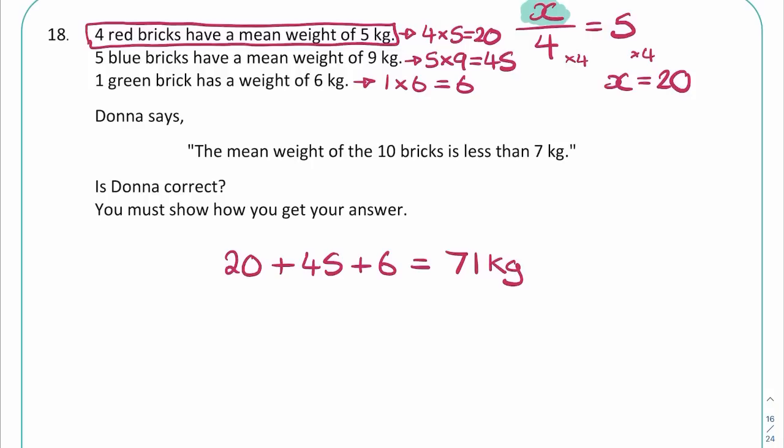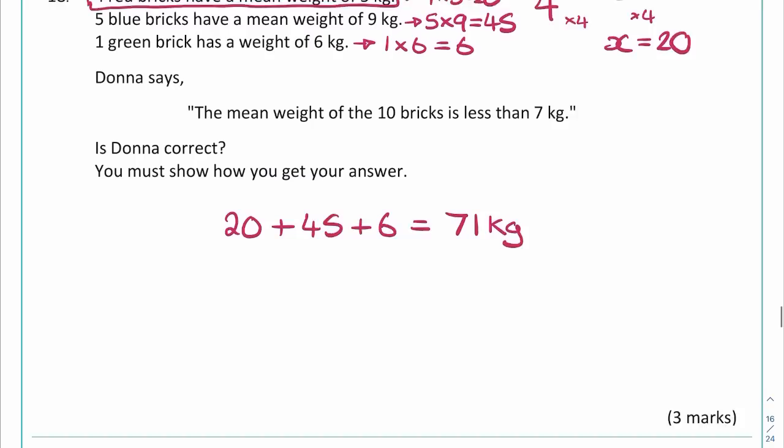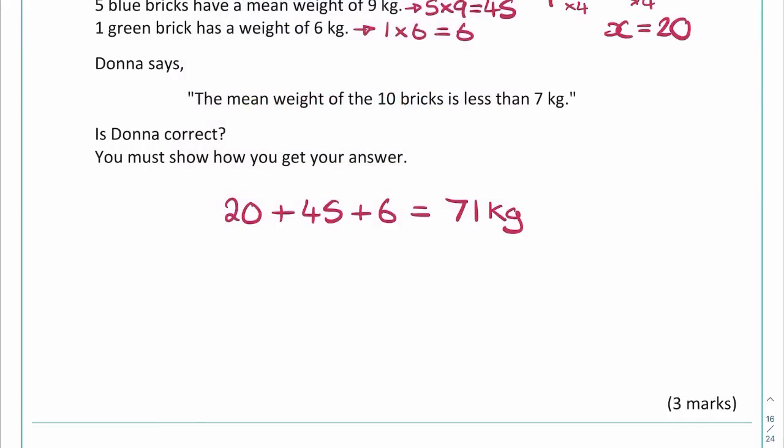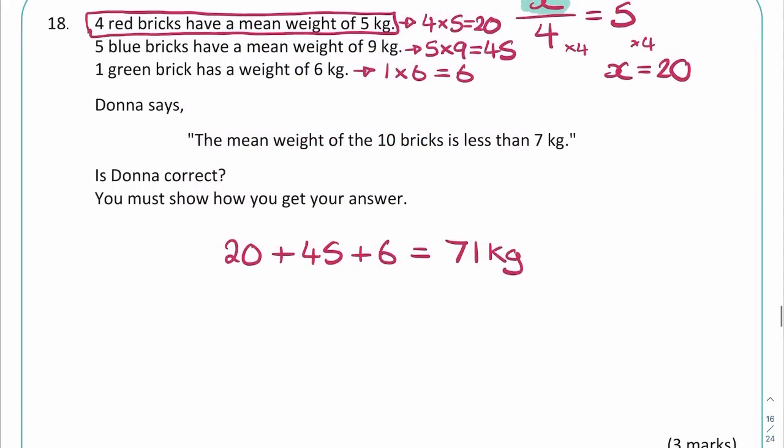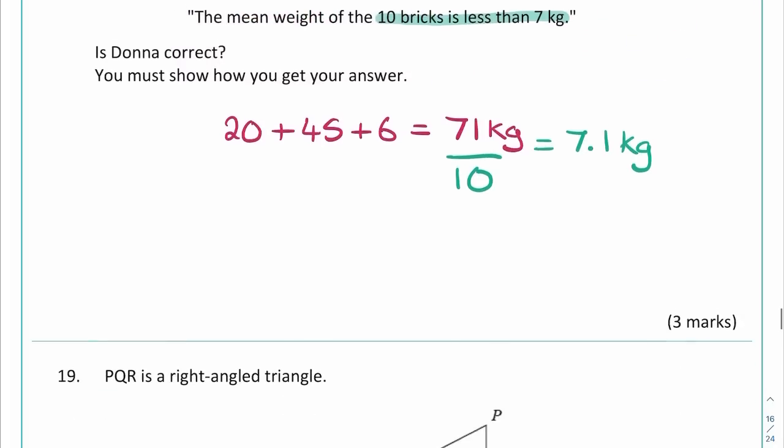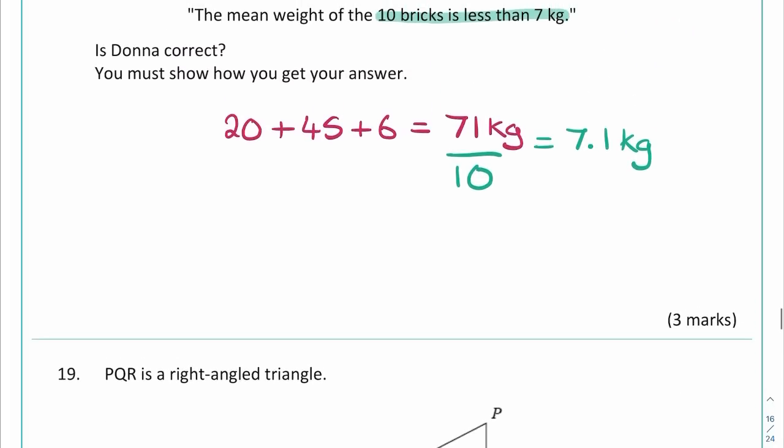We know that there are 10 bricks because it says it just there, but you can count the 4, 5 and the 1. So to work out the mean of these 10 bricks, we get the total weight, which is 71, divide it by 10. And 71 divided by 10 is just 7.1 kilograms. Now, Donna has said that the mean weight of the 10 bricks is less than 7. And we've just worked out the mean is 7.1. So actually, no, the mean is greater than 7.